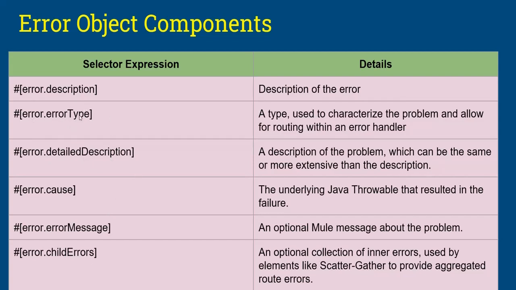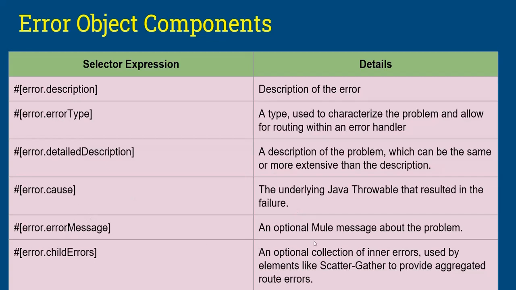Okay, so error type. This field will have all the type related details. Use it to characterize the problem and allow routing within the error handler. Because based on the error type only, it will go to that particular error handler flow, execute the code in that flow, and send you the response. If you want to see more details about your error, you can use error detailed description. And cause will show a Java thread, which we cannot easily understand. Whenever you have a specific requirement, like catching a particular Java throwable result, you can use this.